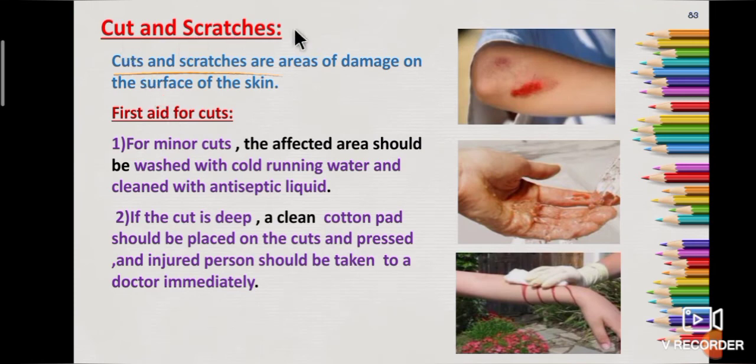Next one, cuts and scratches. Cuts and scratches are areas of damage on the surface of the skin.